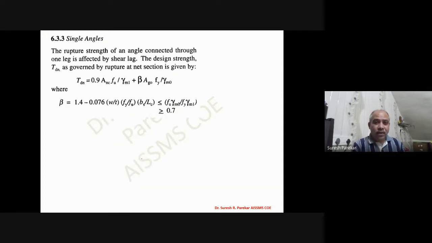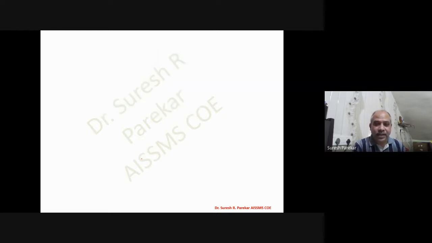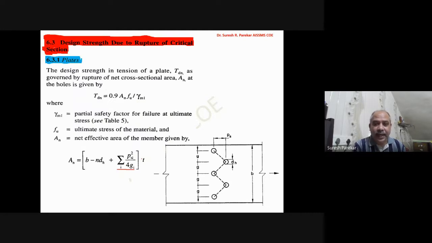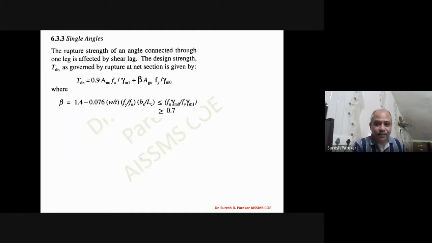Now, for single angles, we have TDN equal to 0.9 ANC Fu upon gamma m1. You can see we have the same 0.9 An Fu upon gamma m1 first part as it is. The only change is NC, that is the net area of the connected leg, plus beta AGO. This part we have added, which is your outstanding leg. So the connected leg is nearly the same, but we have to add this outstanding leg.